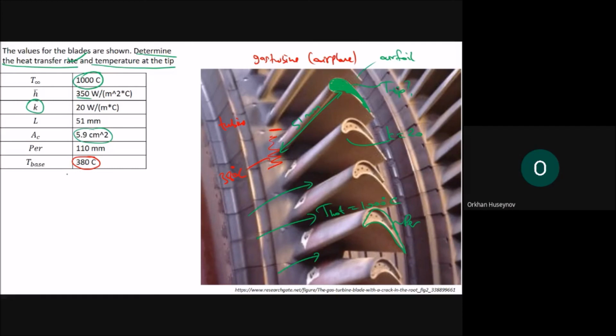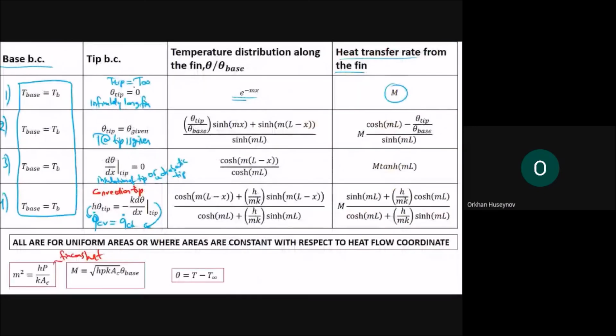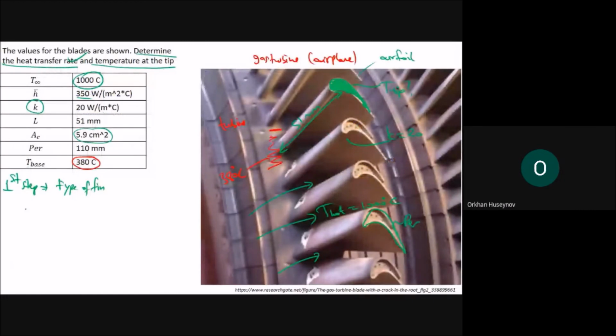The first step is that we should identify the type of fin. If I go back to here, we have 4 types of fin. The first type is infinitely long. The second type is that the temperature at the tip is given, then insulation, and convection. So it is not an infinitely long fin, because L is not infinite. The first type goes away.